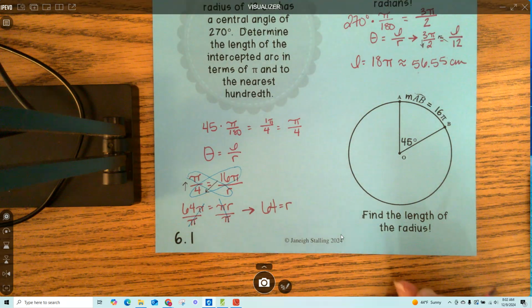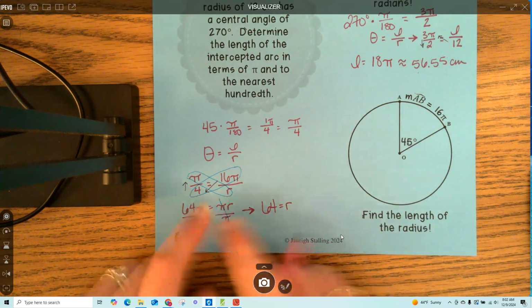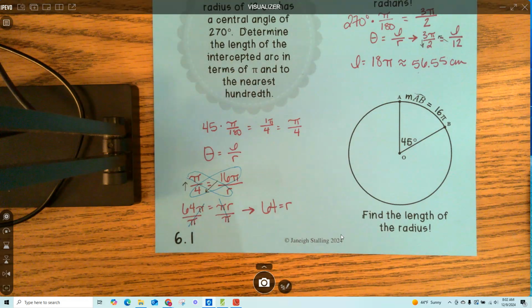For the calculator you can do some things, but there are some basic equation rules that you're going to need to be able to do these. So that's it for this video.